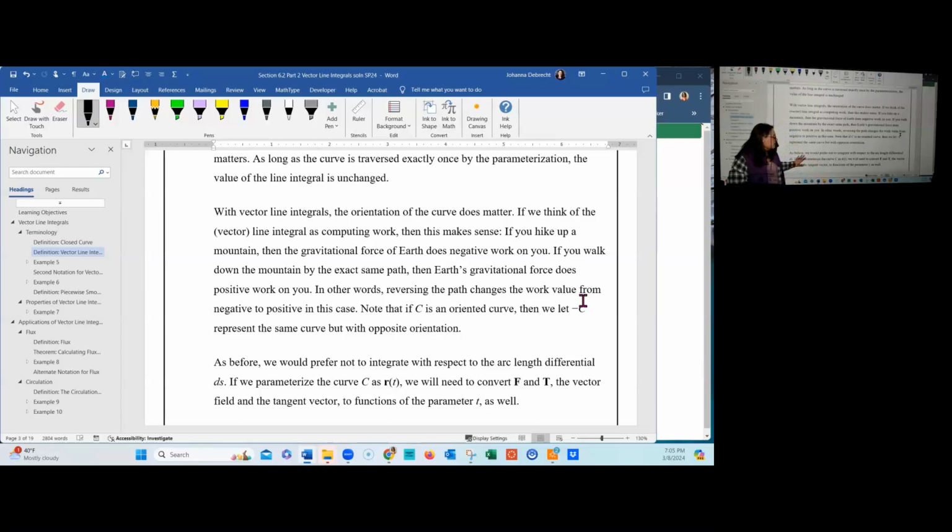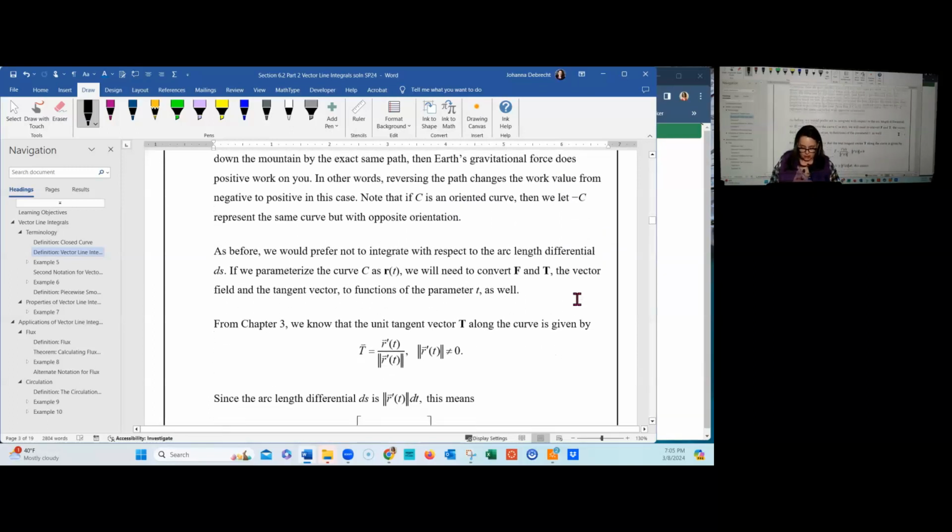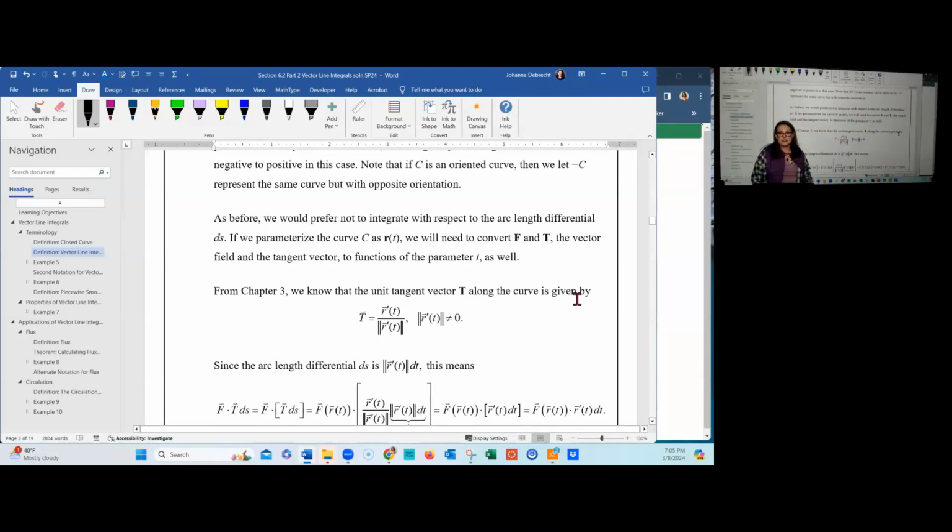Let's go ahead and now think about how we could possibly integrate this particular integral. The problem is that we've got the vector field dotted with the unit tangent vector and the arc length differential. Just as in the case of the scalar line integral, we really don't want to have to integrate with respect to the arc length differential ds. What we're going to do instead is convert each of the pieces into another valuation, which is in terms of the parameter t, much as we did with the scalar line integral.